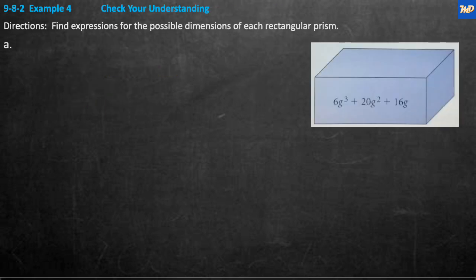Okay, example 4, check your understanding. What they want you to do, it was what we just basically did previously, is they want you to factor this equation that's here in this rectangular prism, factor that, and then see if we can come up with a length, a width, and a height. We're going to get 3 terms. We got it last time, 3 terms. You'll see it again. It'll pop out at you. So go ahead and give it a try.